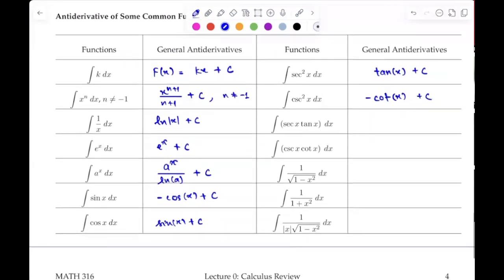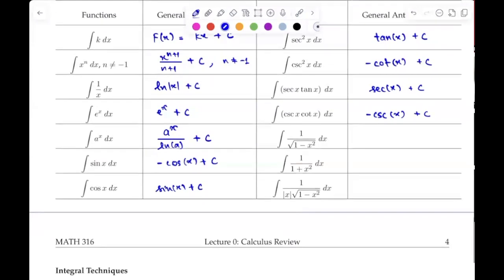Antiderivative of secant x times tangent x is secant x plus c. Antiderivative of cosecant cotangent is negative cosecant x plus c. Here you also encounter inverse trigonometric functions. So antiderivative of 1 over square root of 1 minus x squared is arcsine of x plus c. Antiderivative of 1 over 1 plus x squared is arctangent of x plus c. And the last equation is for the arcsecant.